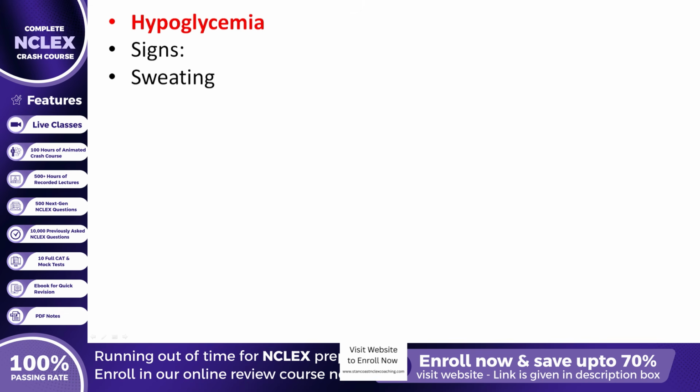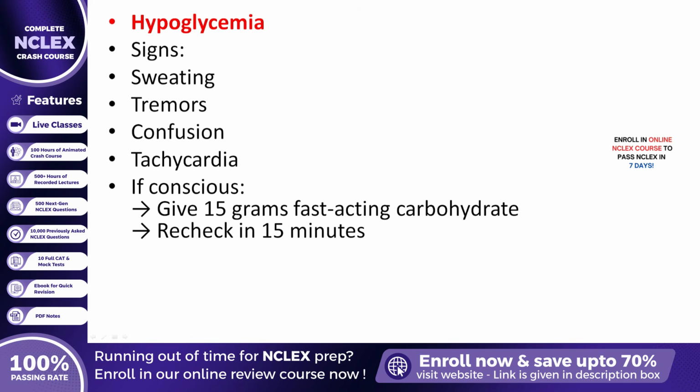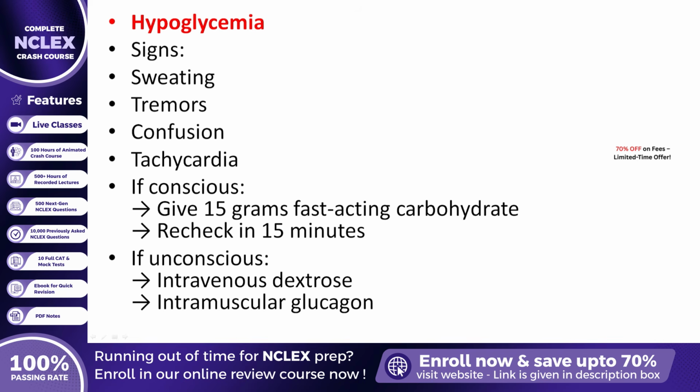Symptoms include sweating, tremors, confusion, and tachycardia. If the patient is conscious, administer 15 grams of a fast-acting carbohydrate and recheck blood glucose in 15 minutes. If the patient is unconscious, administer intravenous dextrose or intramuscular glucagon. Always treat hypoglycemia first because it can rapidly lead to brain injury.